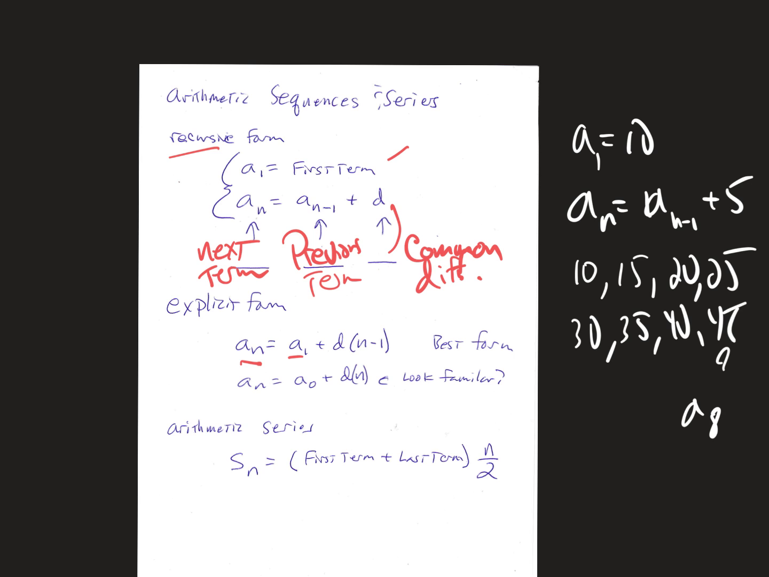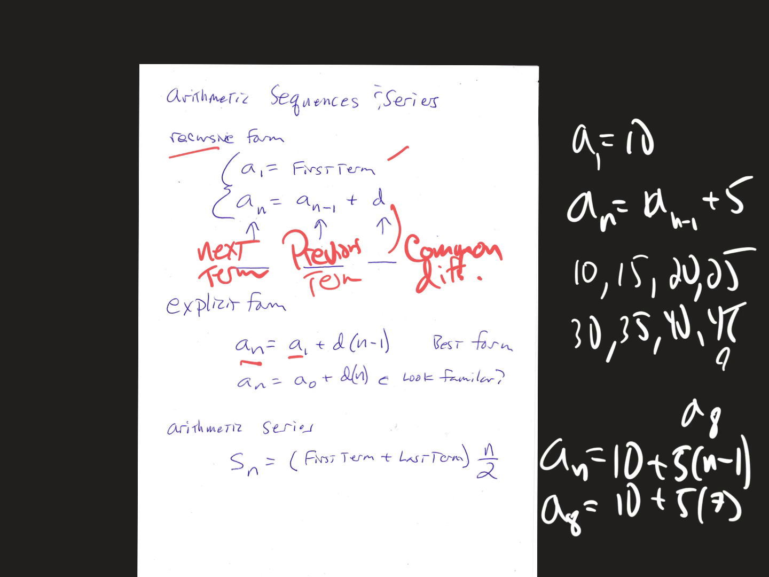Now, what if we wanted to get the 8th term without doing all that work? The explicit formula is what lets us do that. The explicit formula is always in the form a sub n equals your first term, which in this case is 10, plus your common difference, which I said was 5, times n minus 1. So if I wanted to find the 8th term, a sub 8, I'd go 10 plus 5 times 7, because 8 minus 1 is 7, which is going to be 35. 35 plus 10 is 45.